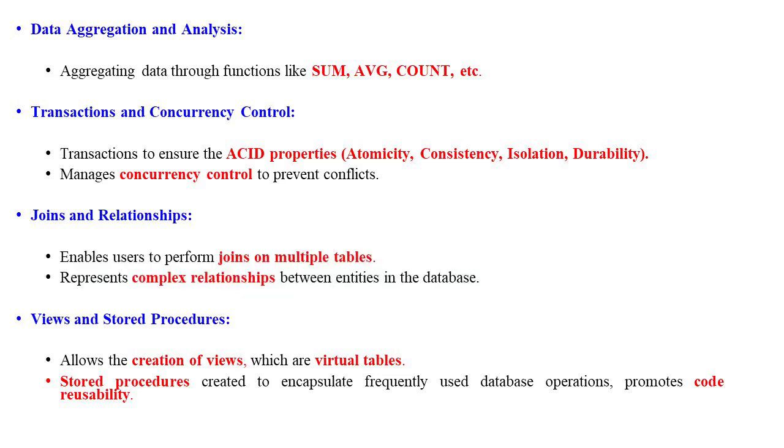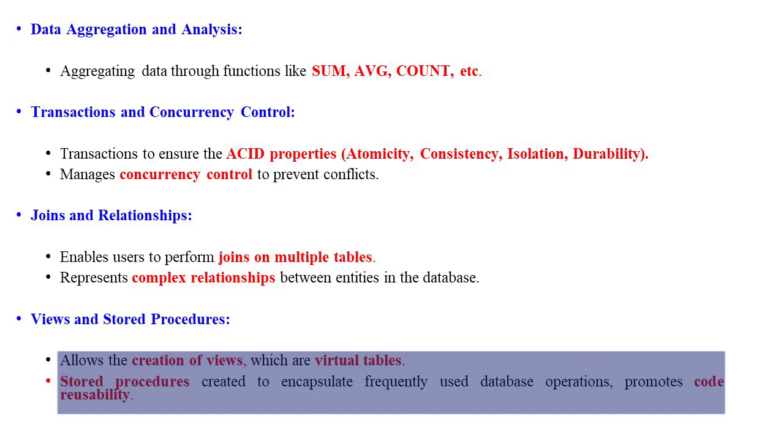Views and stored procedures. Database processing allows creation of views. What are views? Views are virtual tables that display only selected data from one or more tables. You can select your data from one or more tables and make it display, which is said to be a view, which is considered a virtual table. Stored procedures can be created to encapsulate frequently used database operations and promote code reusability.